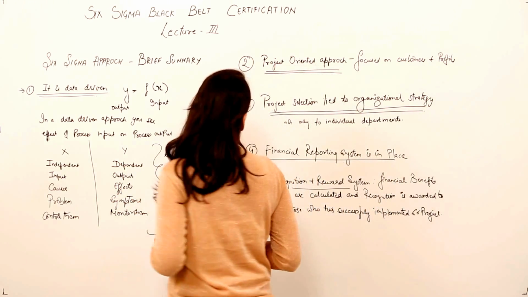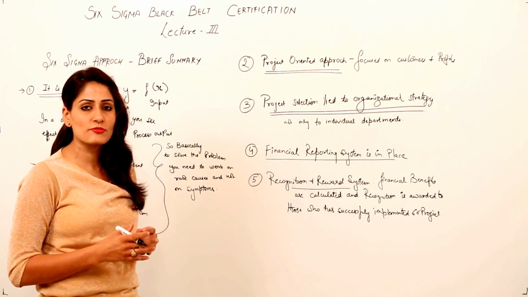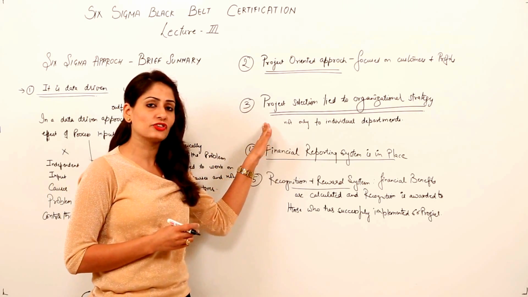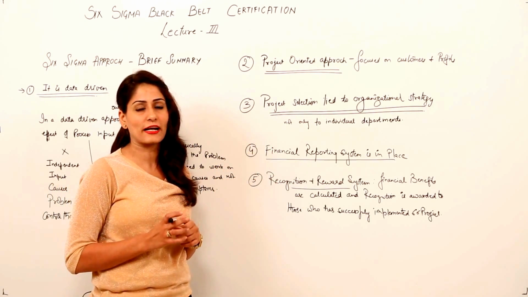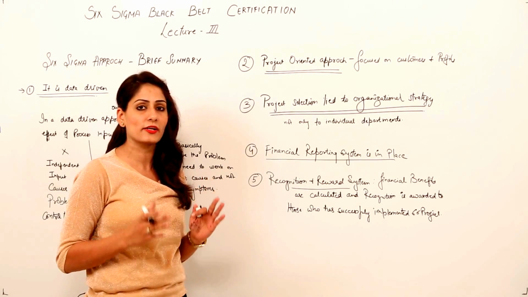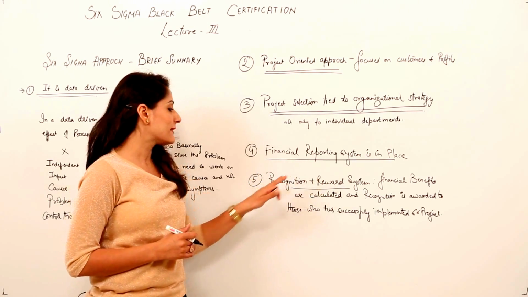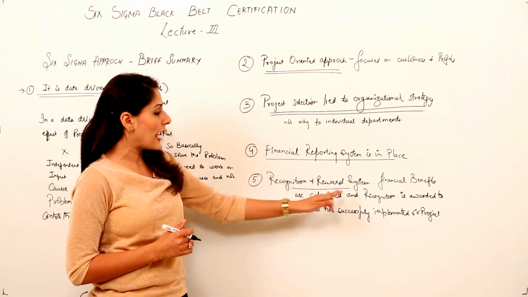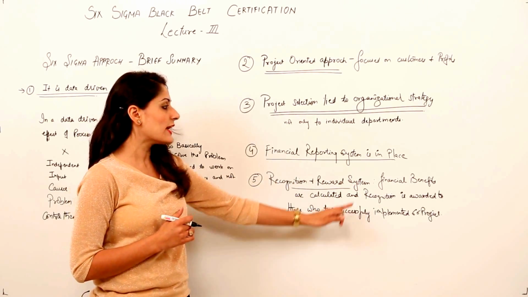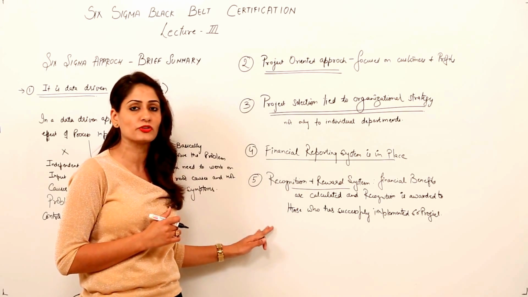Then Six Sigma is a project oriented approach. This means it's focused on customers and profits. Then its project selection is tied to organizational strategy. This means it doesn't focus on individual departments but on the organization as a whole. A financial reporting system is in place, and lastly a recognition and reward system. This means financial benefits are calculated and recognition is awarded to those who have successfully implemented Six Sigma projects.